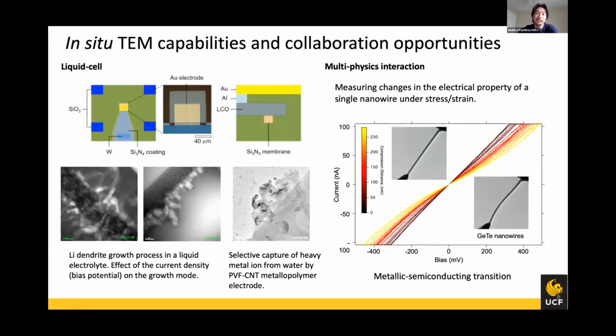So you can look at very different mechanisms. And also you can see multiple physics interactions, where you can measure the electrical property of a single nanowire and see how that property changes as you apply mechanical stress.